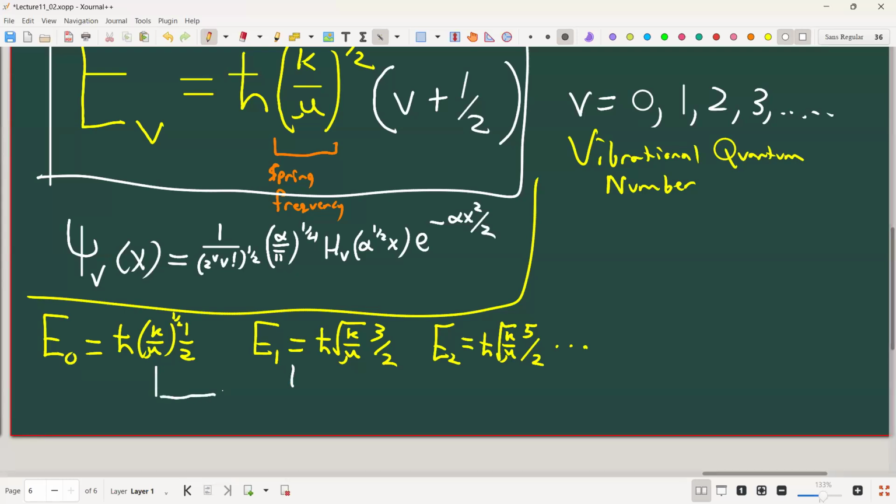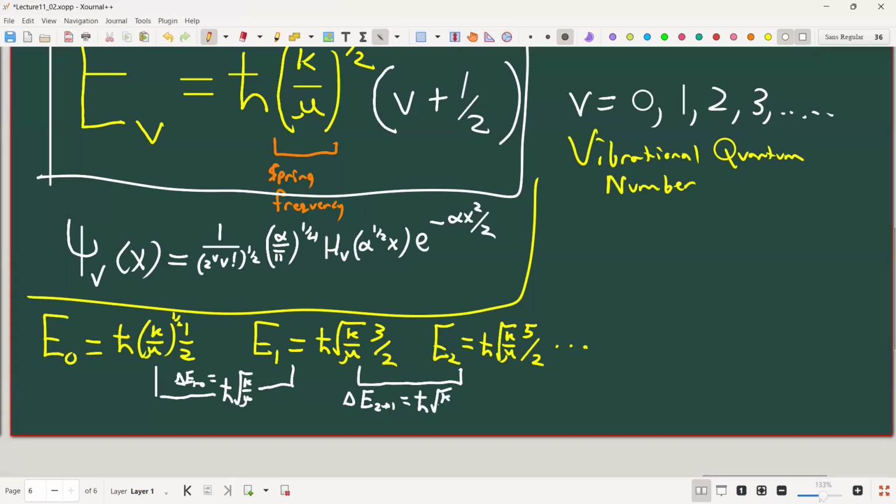Well, the spacing between these now is 3/2 H bar square root K over mu minus 1/2 H bar square root K over mu, which is just H bar square root K over mu. The delta E 1,0 is H bar square root K over mu. And what's the spacing between E1 and E2? The delta E 2 to 1 is 5/2 minus 3/2, that's just 1 H bar square root K over mu. And the next one, delta E, E3 minus E2, is H bar square root K over mu. They're equally spaced.